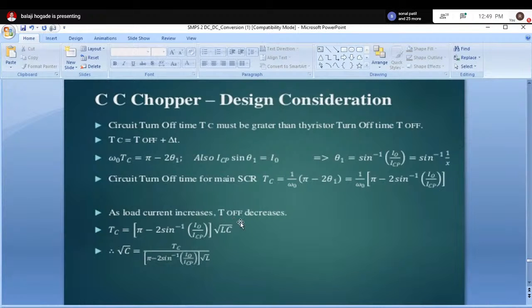As load current increases, T off decreases. T off is the SCR turn off time. TC is equal to pi minus 2 sin inverse I0 by ICP into under root LC. Finally, the value of the capacitor is given by under root of C is equal to TC divided by pi minus 2 sin inverse I0 by ICP into under root of L.